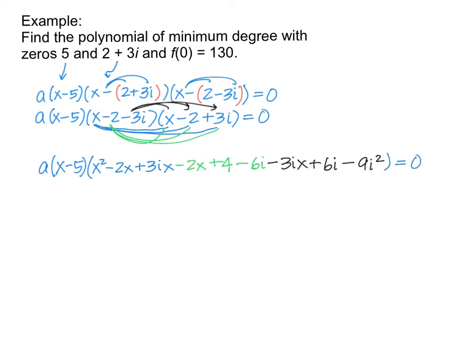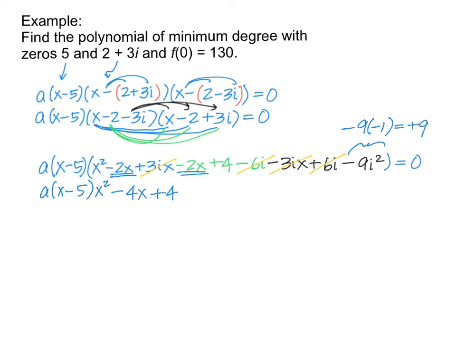Now notice we have 9 terms: 1, 2, 3, 4, 5, 6, 7, 8, 9. Some of these terms will cancel. So you can see that 3ix and minus 3ix cancel. Minus 6i and plus 6i cancel. So now we have x squared. There's 2 of these minus 2x's, so minus 4x. You got a plus 4 right over here. And then over here, you have a minus 9i squared, and i squared is negative 1. So then you really have a plus 9, because negative 9 times negative 1 is plus 9. So I have a plus 9 over here.